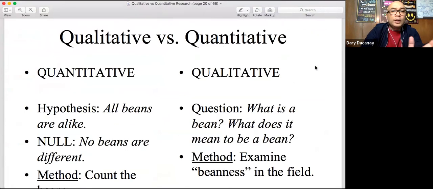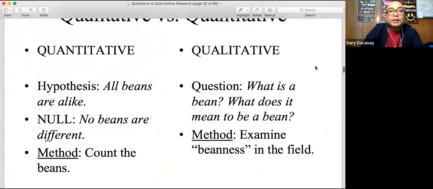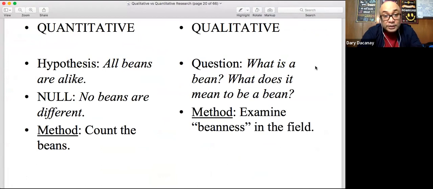Okay, now in quantitative, again, my hypothesis, all beans are alike. So null, no beans are different. The method, you count the beans for you to be able to determine it. In qualitative, what is a bean? And what does it mean to be a bean? So method, examine the beanness in the field.